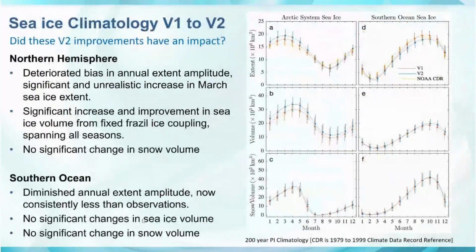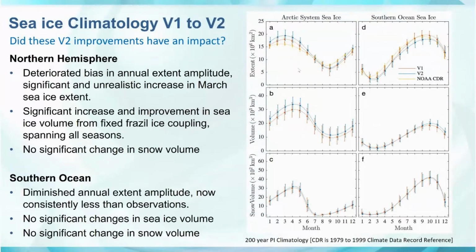Looking at the climatologies in the Northern Hemisphere, we do have a deteriorated bias in sea ice extent. If you look at the top panels here, on the top left for the Arctic and the top right for the Southern Ocean, where the blue line is V2, so you can see it's farther away from the observational line, this yellowish line. And the seasonal cycle amplitude is bigger, especially in March. We have increased quite a bit.